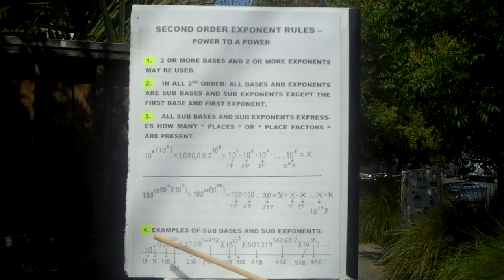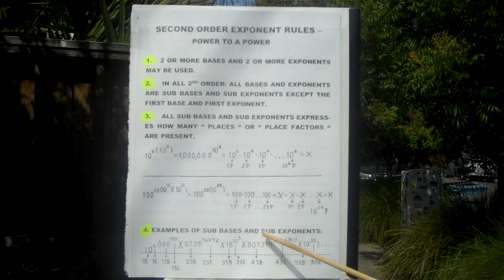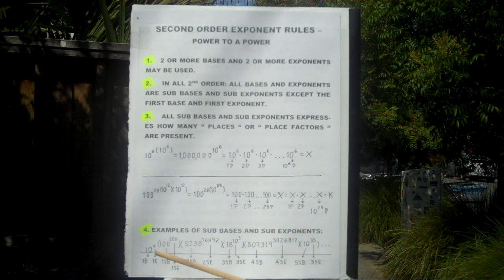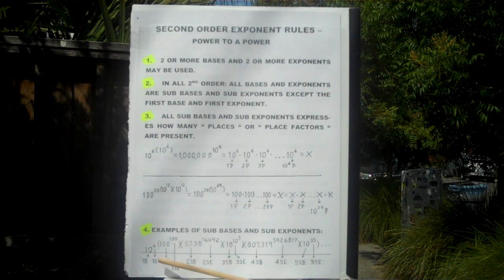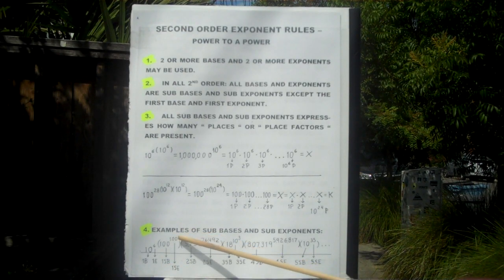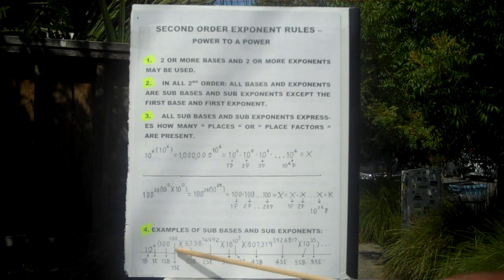Now we'll go to number 4. Examples of sub-bases and sub-exponents is such as 10 to the 6th power, in which 10, in this case, the base is the first base. The 6th power here is an exponent, therefore it is the first exponent. 2, the 100 to the 100th power, 100 in this case is the first sub-base, and to the 100th power exponent, 100 exponent here, which is the first sub-base, pardon me, the first sub-exponent.